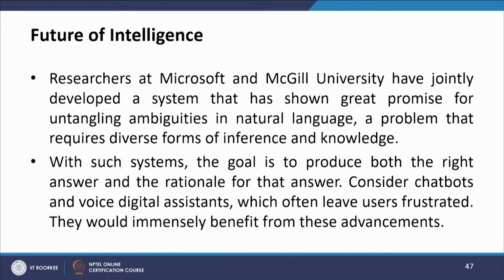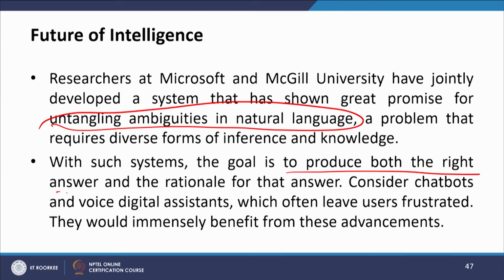Researchers at Microsoft and McGill University have jointly developed a system that has shown great promise for untangling ambiguities in natural language, a problem that requires diverse forms of inference and knowledge. With such systems, the goal is to produce both the right answer and the rationale for the answer. It is not only about the right answer, but also the rationale for that answer. Consider chatbots and voice digital assistants, which often leave users frustrated. They would immensely benefit from these advancements.